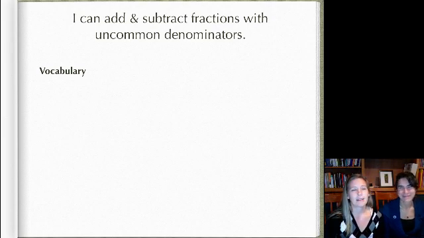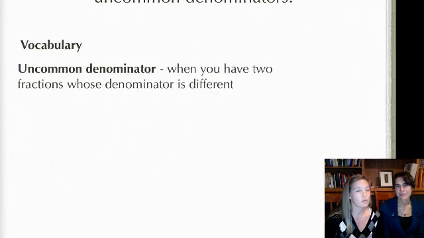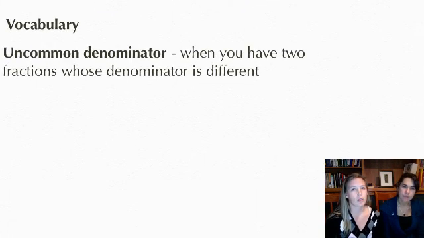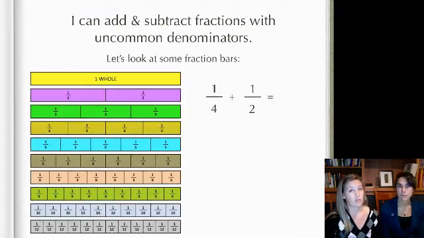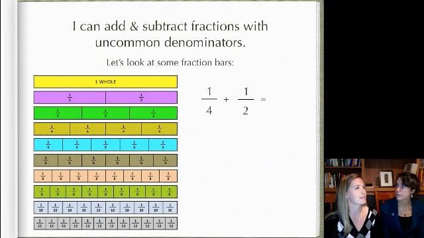All right. I can add and subtract fractions with uncommon denominators. So we have to know what an uncommon denominator is first. We already know the denominator is the bottom number in a fraction. So when you have uncommon denominators, that just means that you have 2 fractions where the denominator is different. In Learning Goal 1, we added and subtracted where they were the same. Now we're going to look at what to do when those are different. And unfortunately, it's not as easy.